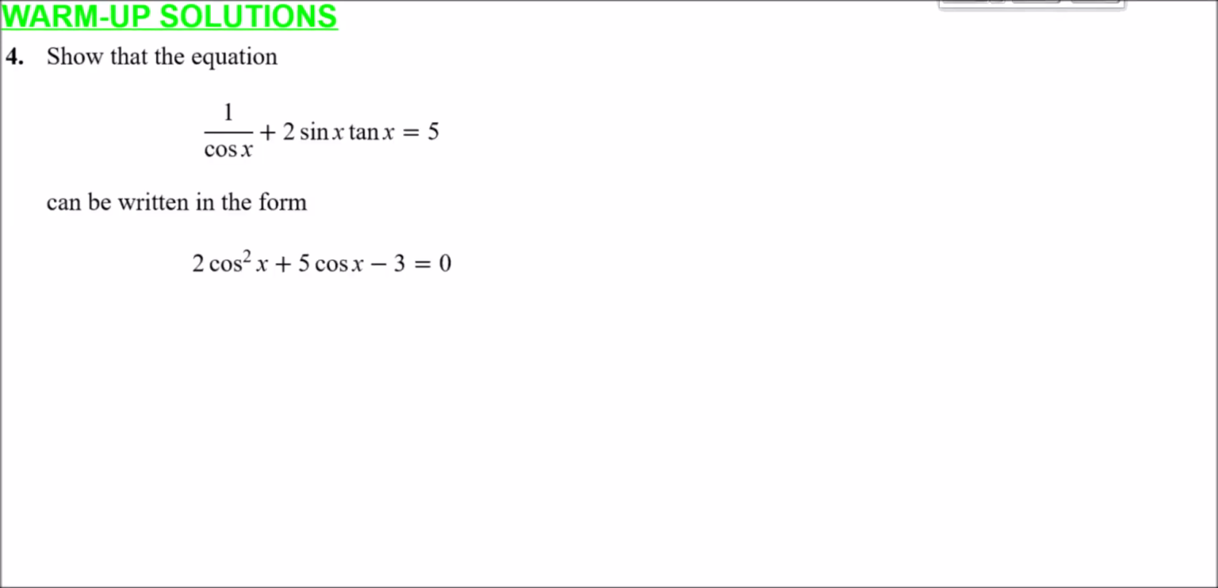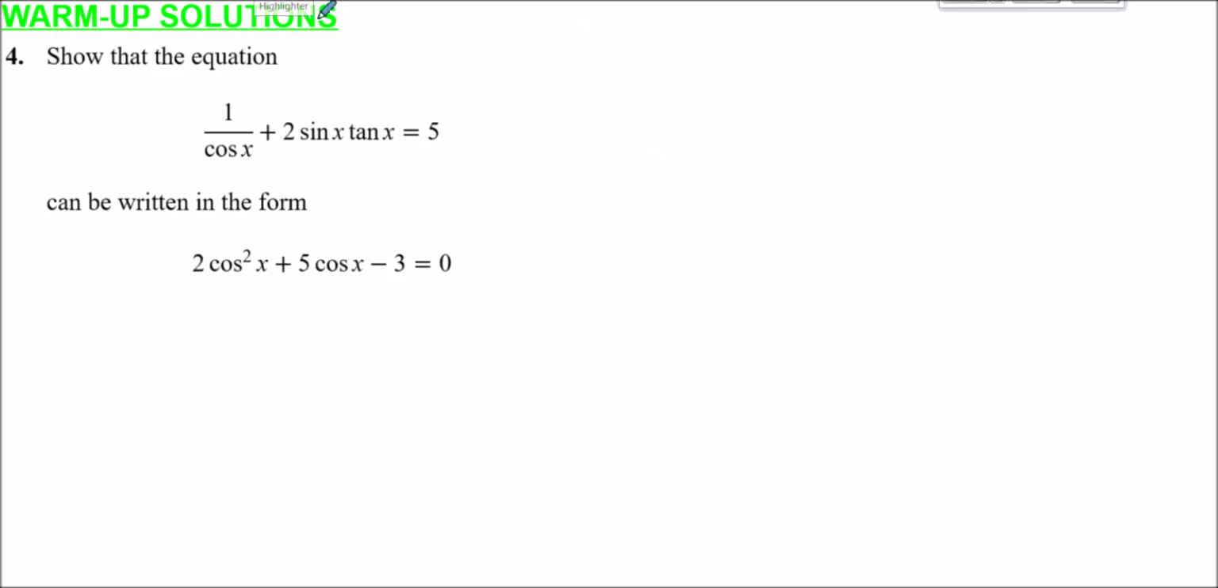Question 4, we have a trigonometric identity again. So we need to show that 1 over cos x plus 2 sin x tan x equals 5. And we need to show this can be written in a different form: 2 cos squared x plus 5 cos x minus 3 equals 0. So I'm going to show you what steps you can take to have this rearranged in the correct format.